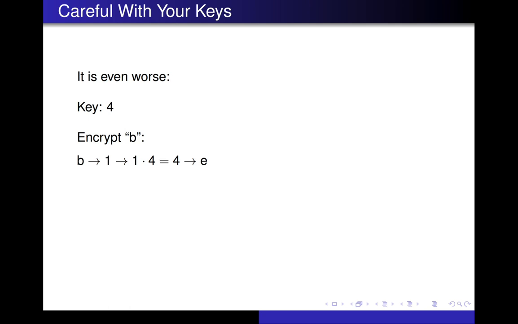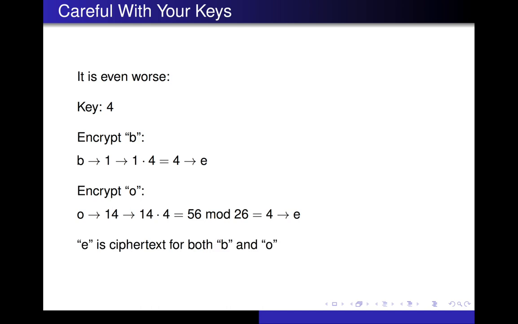However, what if I look around and decide to encrypt the letter O? Well, same process, right? Look for the number for O, that's 14. Multiply 14 by 4 to get 56. Mod out by 26, and I get 4. And that gives me the letter E again. And that's trouble, because now I have 2 different letters that get encrypted in exactly the same way. Since E is the ciphertext for both B and O, that means it's impossible to decrypt E.